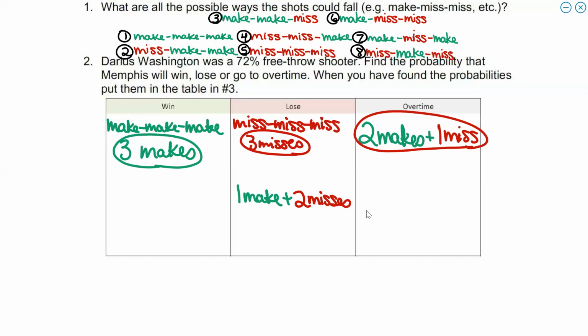So what's the probability that he makes the shot? 0.72. What's the probability that he misses a shot then? 0.28. Probability that he misses another shot? 0.28. When I'm multiplying things together, does the order matter? No. But we know that there are 3 orders that this could happen in, so I still need to take that and multiply it by 3 because there's 3 different ways he could make 1 and miss 2.